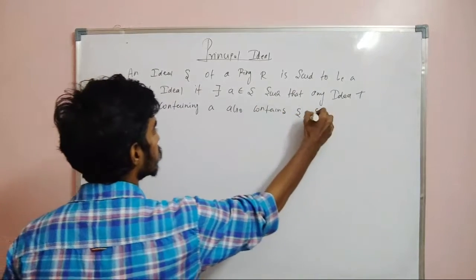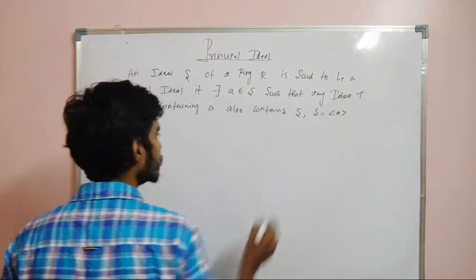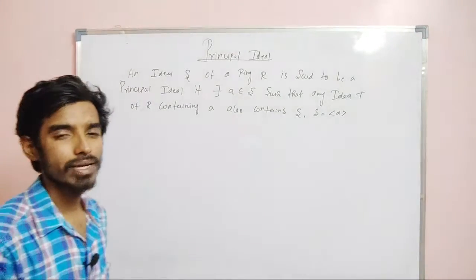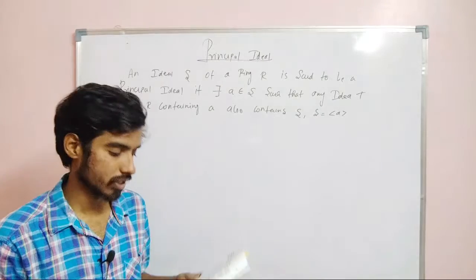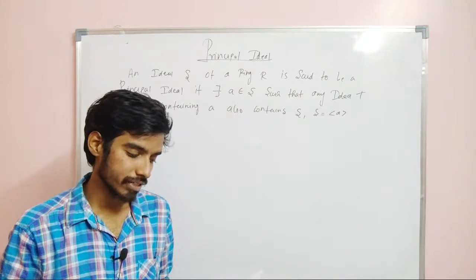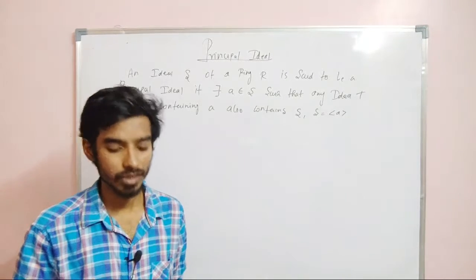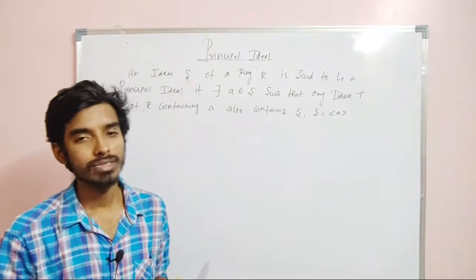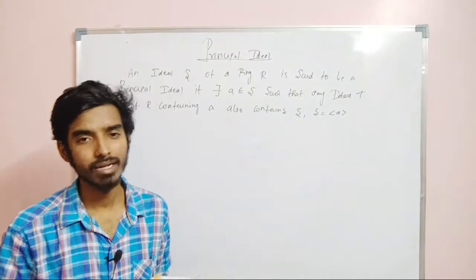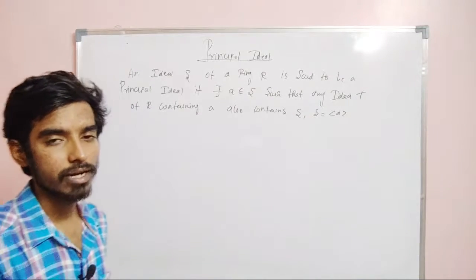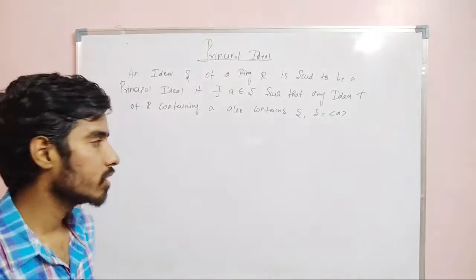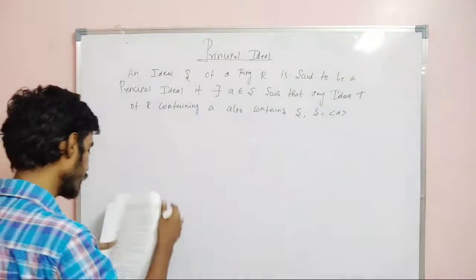That is, if an ideal can be generated by a single element, we call that a principal ideal, right? So very simple, don't worry about the definition. If an ideal can be generated by a single element, then we say that ideal is a principal ideal. In a cyclic group, if we can generate the entire set with a single element, we call that a cyclic group. So if we can generate an ideal with a single element, then the ideal is called a principal ideal, right?